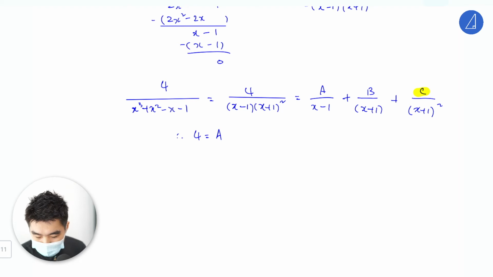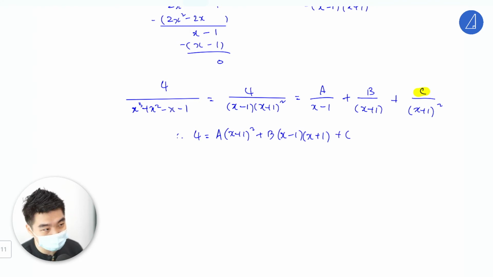So for A, you already have x minus 1, so you only need x plus 1 squared. For B, you have x plus 1, one of it. So you need one of x minus 1, another one of x plus 1. And for C, you already have x plus 1 squared. So you only need x minus 1.